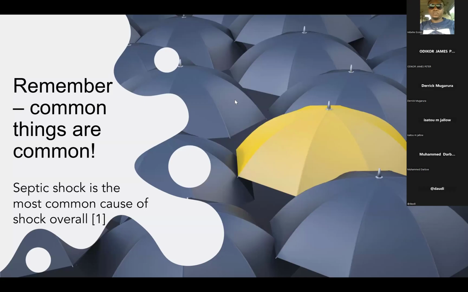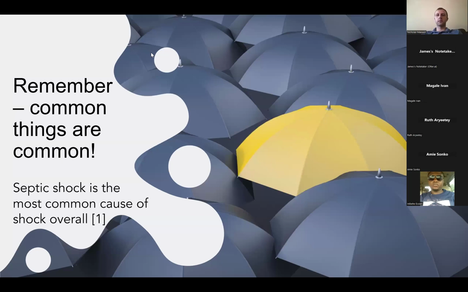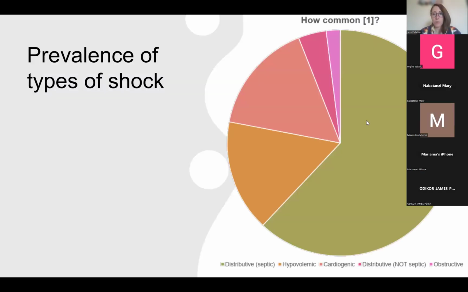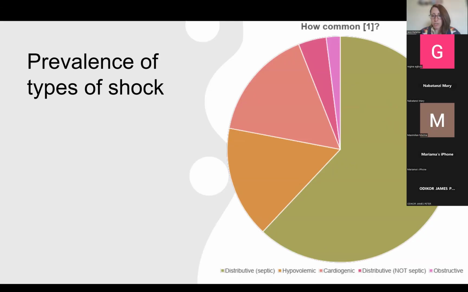So remember that common things are common. And so septic shock is going to be the most common cause of shock overall. It doesn't matter whether you're practicing in the United States or the Gambia, Uganda, Nigeria, septic shock is most common. And hypovolemic shock can overlap with that a lot. So we'll talk about that in a little bit here. So I want to go through the prevalence of different types of shock so we can get a sense of how common they are. But things like septic shock are going to be that biggest category. And then things like hypovolemic shock.